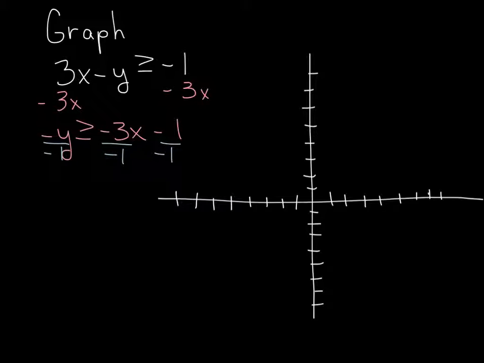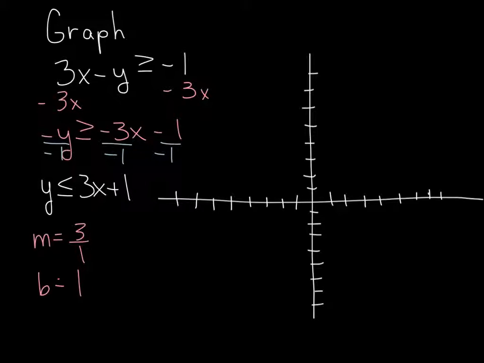Now remember the rule with inequalities. If I multiply or divide by a negative, I must change my inequality sign. So my new problem changes to positive y is less than or equal to 3x plus 1. Make sure if you divide by a negative, you deal with that inequality changing. Now my slope is equal to 3 over 1, and my y-intercept is equal to 1.